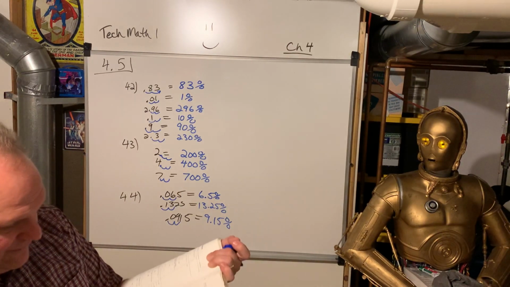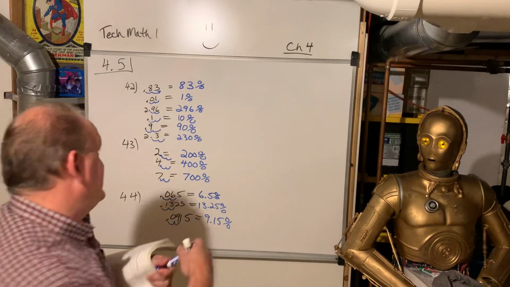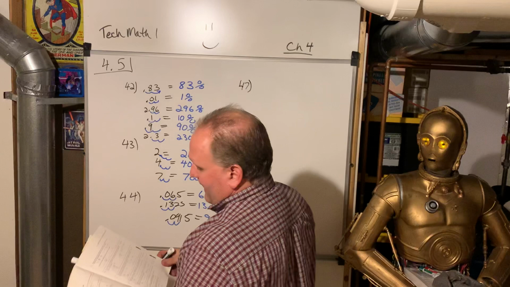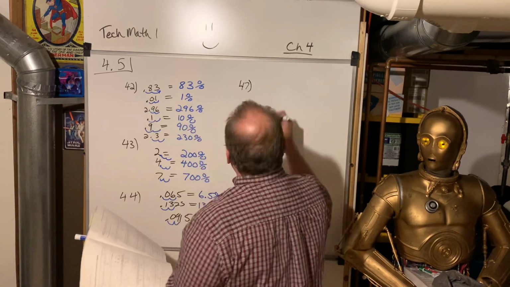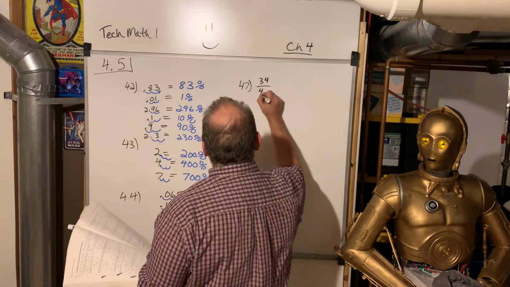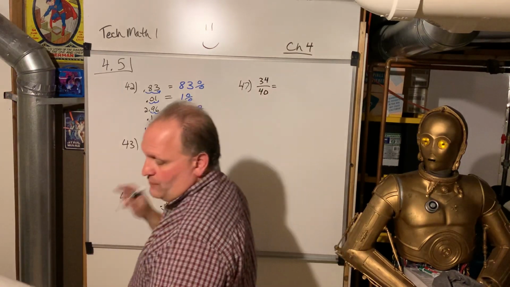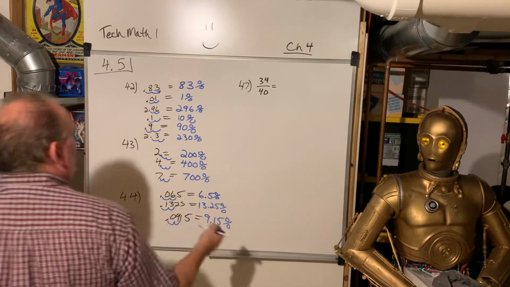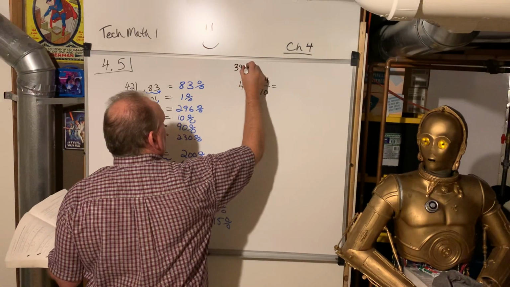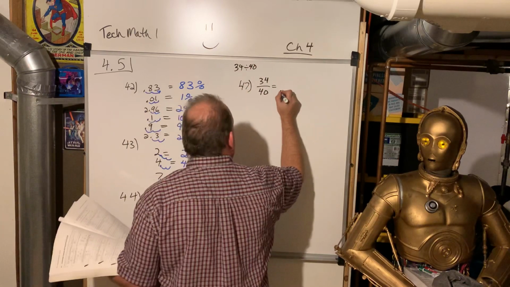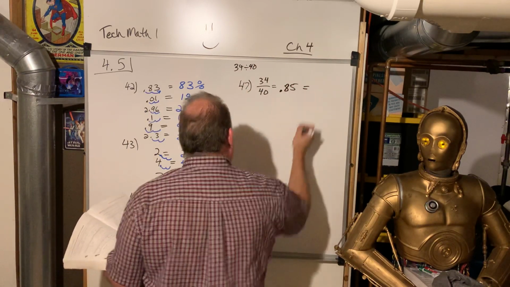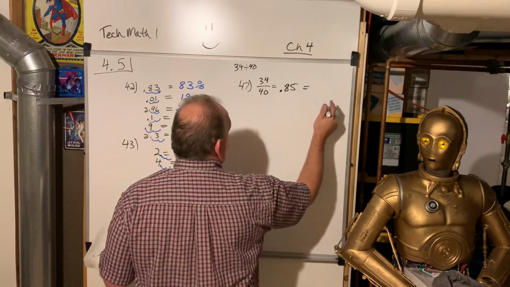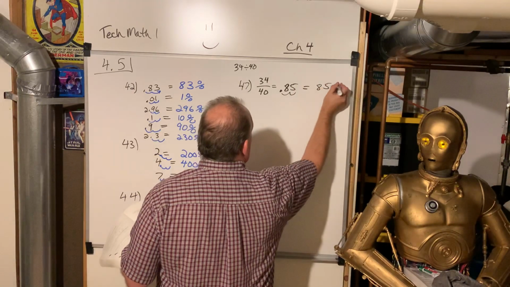Lovely. Let's do 47, where we'll convert a fraction into a percent. So we have 34/40ths. And they want that as a percent. So first you convert it to a decimal by taking 34 divided by 40 on your calculator. And then that kicks out 0.85. And then you convert that 0.85 into a percent. So 2 places to the right, 85%.